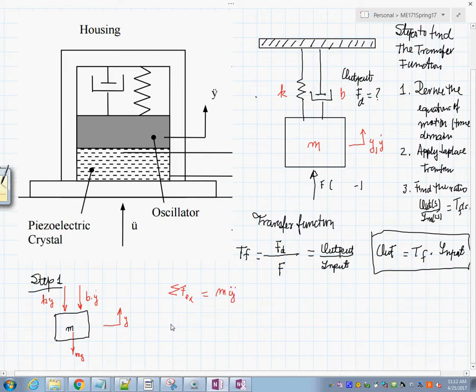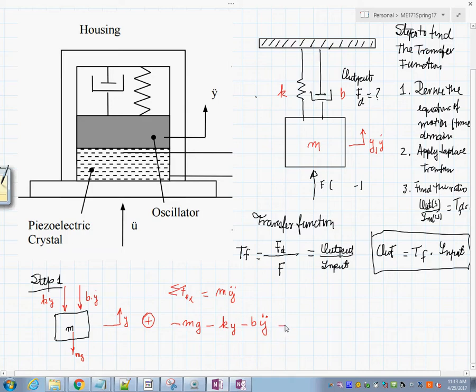So here we need to define which way is positive. I'm going to define it positive upwards. So isn't it true that the forces are minus mg, and then you will have minus k times y, minus b times y dot.